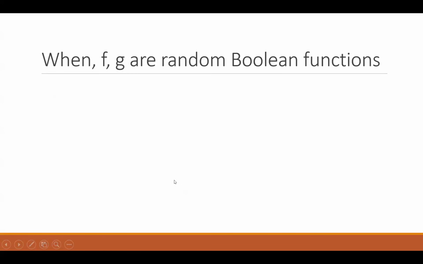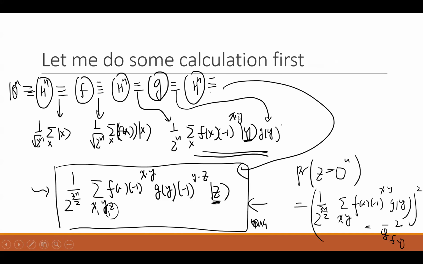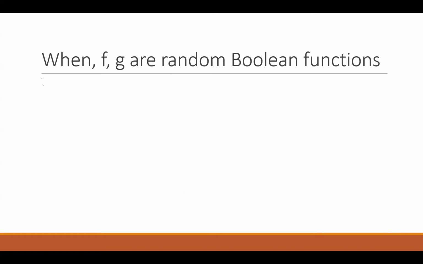Okay, so when f and g are random Boolean functions, so let's say f and g are random Boolean functions, that means you expect the overlap of f and g to be very small. But notice the following: the probability of z equals 0^n is nothing special. What I'm saying is that we already know that if we consider all the possible z, the z from 0,1 to the n bit string, the sum is 1, right? This is the normalization condition.